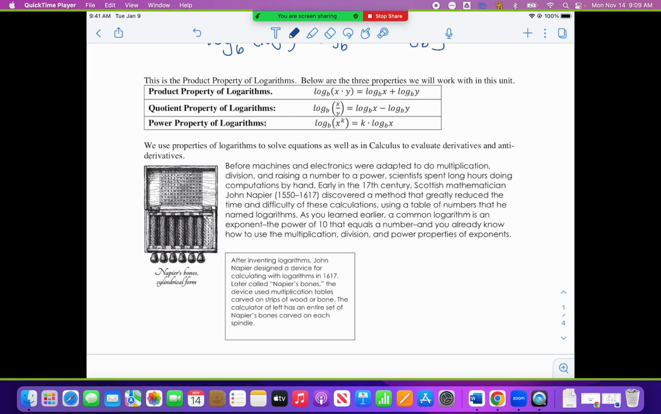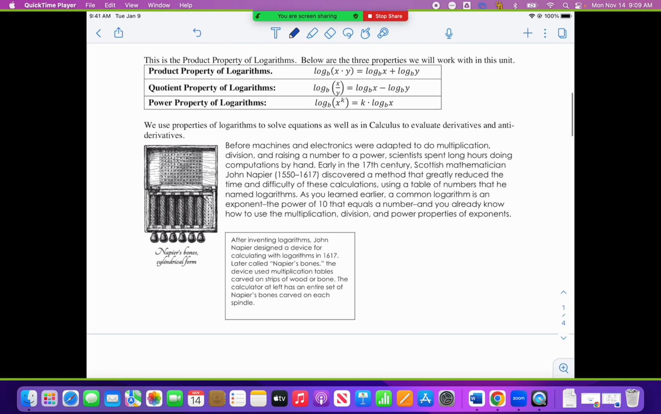As you learned earlier, a common logarithm is an exponent, the power of 10 that equals a number, and you already know how to use the multiplication, division, and power properties of exponents. After inventing logarithms, John Napier designed a device for calculating with logarithms in 1617. Later, they were called Napier's bones. The device used multiplication tables carved on strips of wood or bone. The calculator at left has an entire set of Napier's bones carved on each spindle.